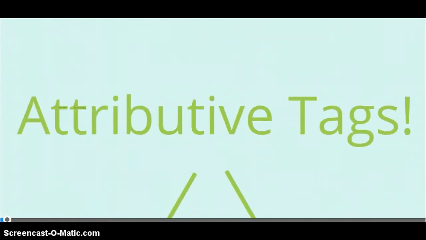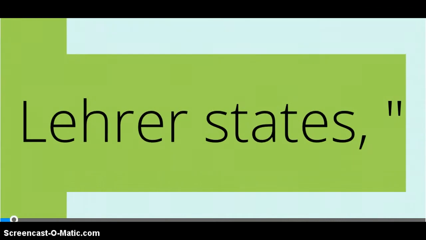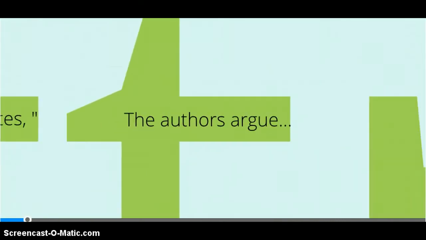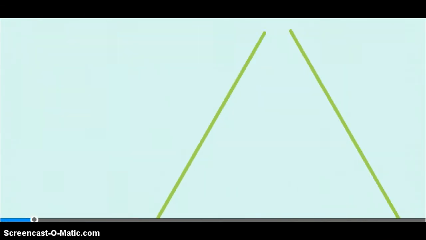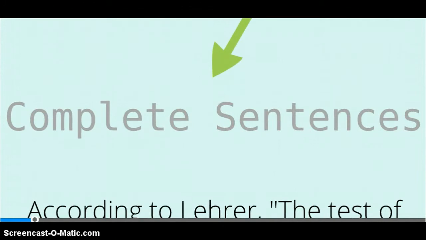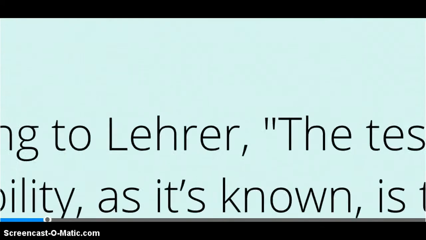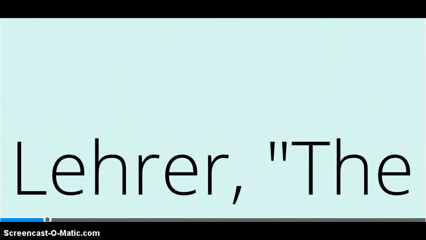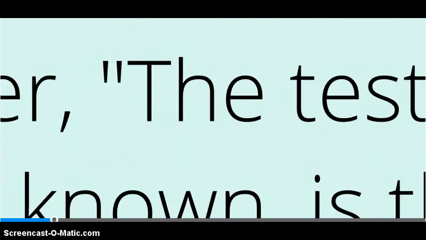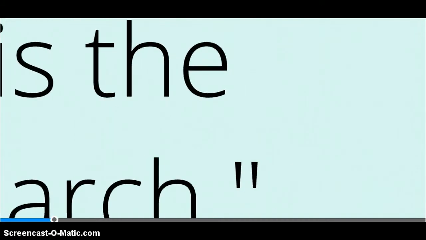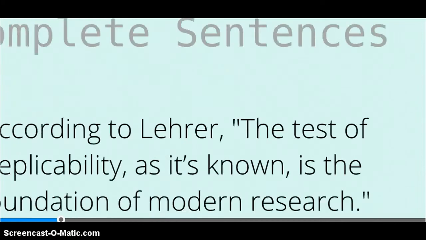When you want to pull information from a source, it's important to use attributive tags that will tell the reader who is being quoted. When you are quoting a complete sentence, begin the passage with a capital letter and separate the quote from the attributive tag using a comma. If you're using a parenthetical citation at the end of the sentence, it would come after the final quotation marks but before the terminal period.